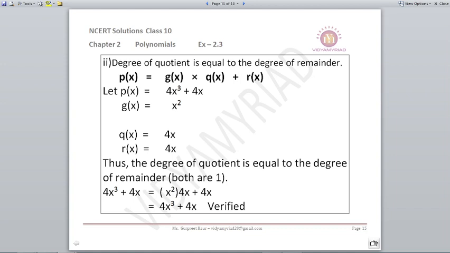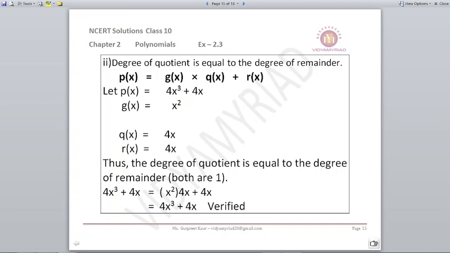Second part, degree of quotient is equal to the degree of remainder. So here let us assume that we have the dividend as 4x cube plus 4x, and it is to be divided by x square. When I divide this by x square, I get my quotient as 4x and remainder also as 4x. So the degree of my quotient is 1 and the degree of my remainder is also 1, hence both satisfy the condition.